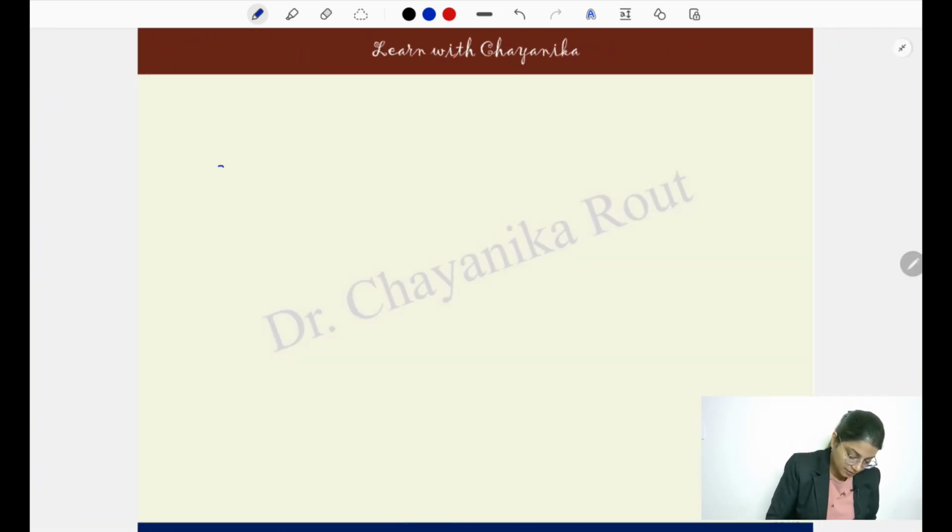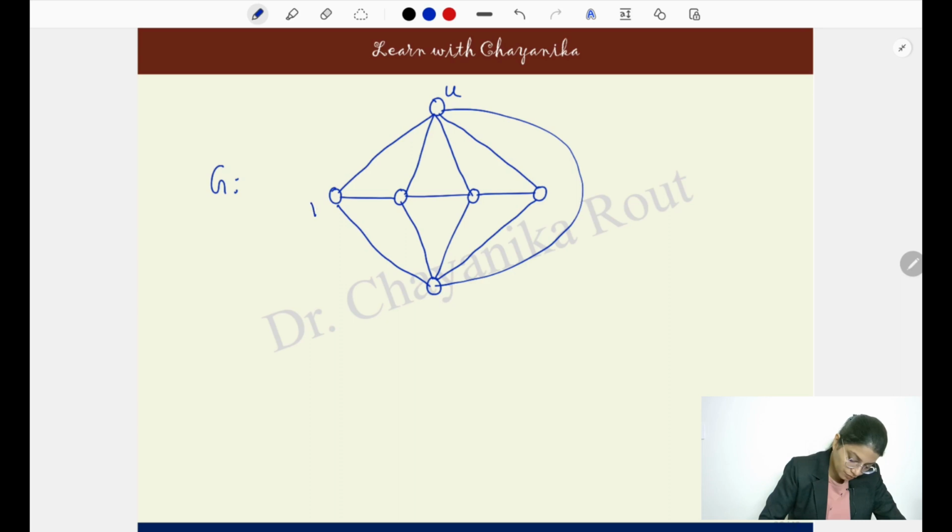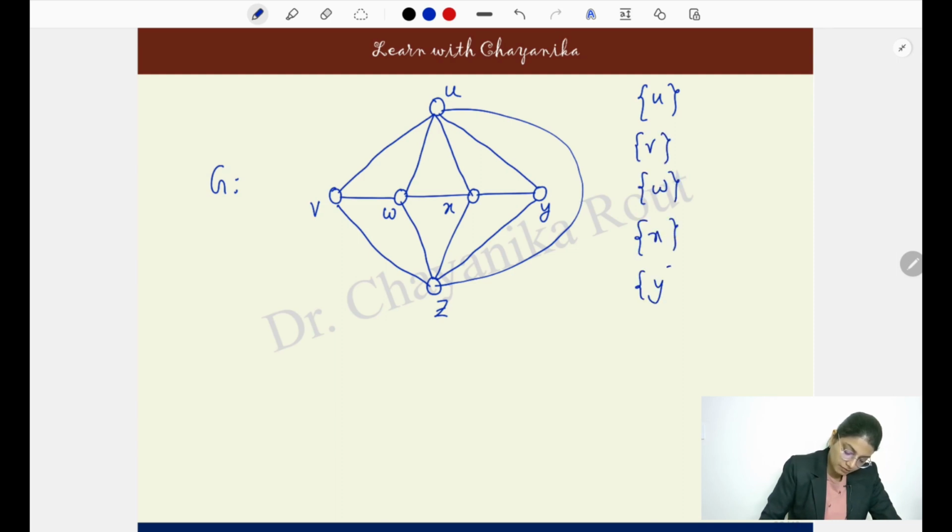Let's see another example. Let us name them U, V, W, X, Y, Z. What are the independent sets here? First we have all the singletons. Let me write it here: U, V, W, X, Y, Z.